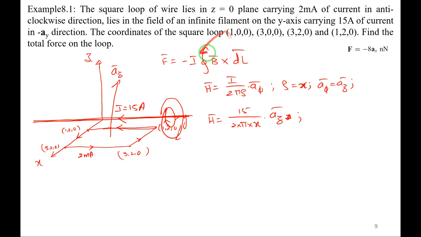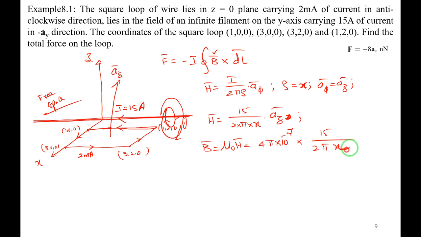Next we want B. Let me assume that this entire arrangement is placed in free space, since it is not given. So we can find B. B is equal to mu naught H. What is mu naught? 4 pi into 10 power minus 7, and H is 15 divided by 2 pi x into Az. So pi will get cancelled. 2 ones are 2, 2 twos are 4. So B is equal to how much?